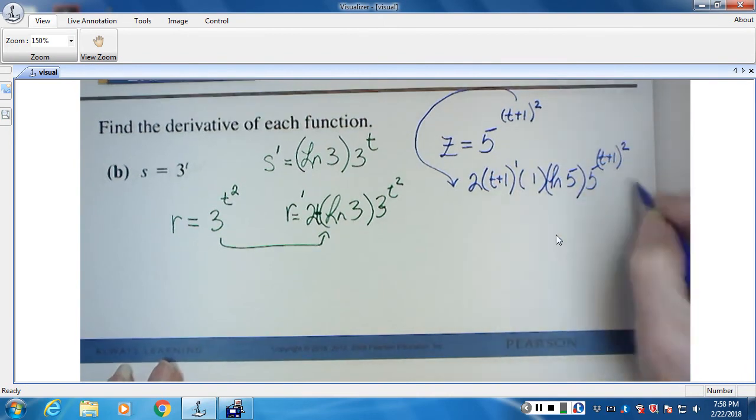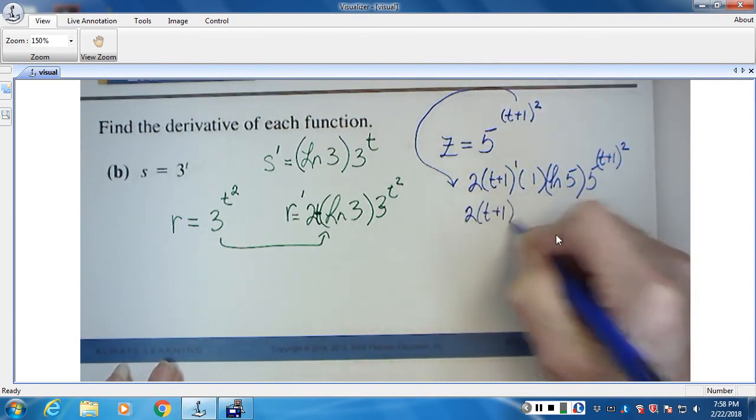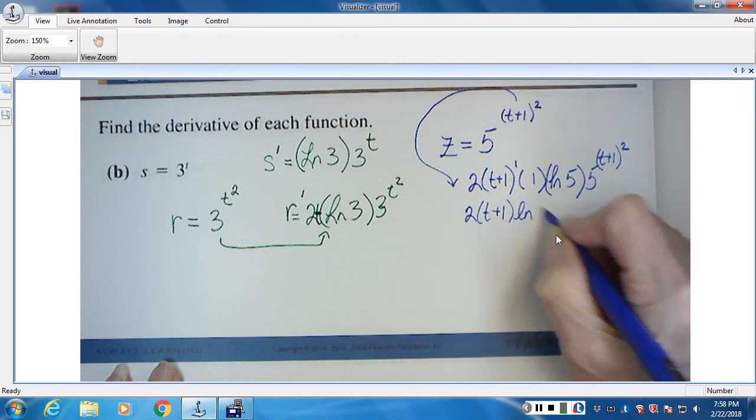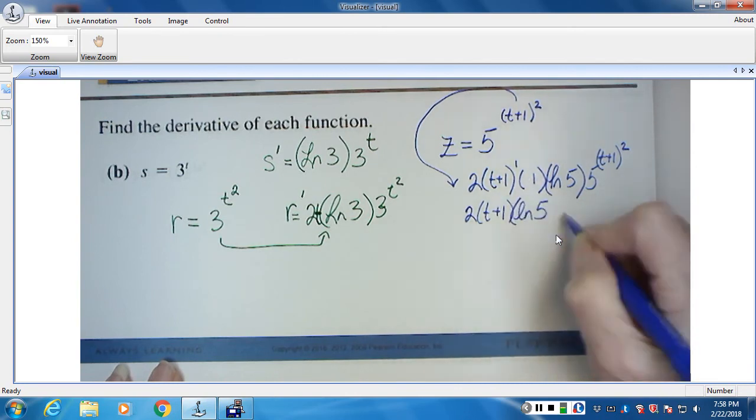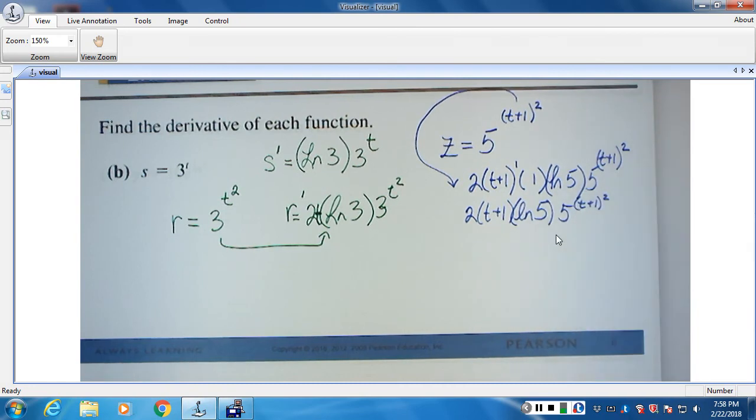So you could leave that part out and say this is 2 times t plus 1 times the natural logarithm of 5 times 5 to the t plus 1 squared power. Now, if you wanted to multiply all that out, you could do that too, but you don't have to. Because 2 times t plus 1 is 2t plus 2. And then you can multiply the natural log through all of that too, but you don't need to. You can just leave it as factors.